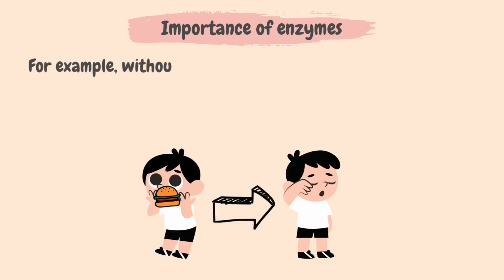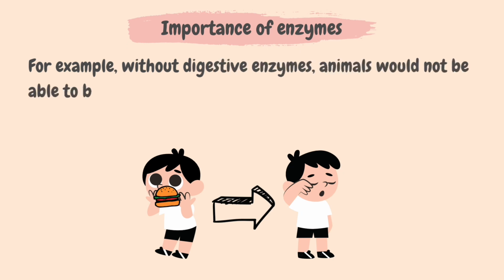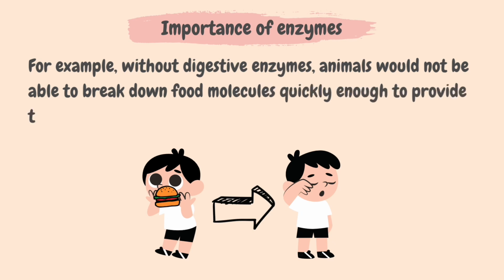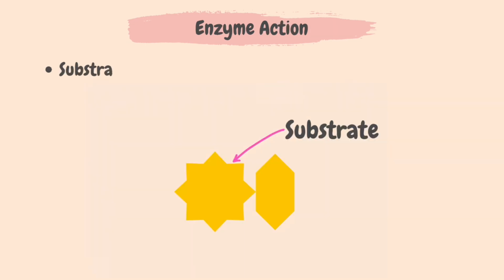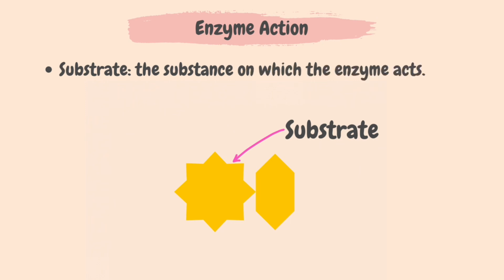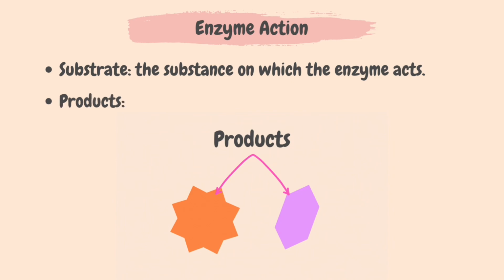For example, without digestive enzymes, animals would not be able to break down food molecules quickly enough to provide the energy and nutrients they need to survive. A substrate is the substance on which the enzyme acts. Products are the molecules produced after the reaction.